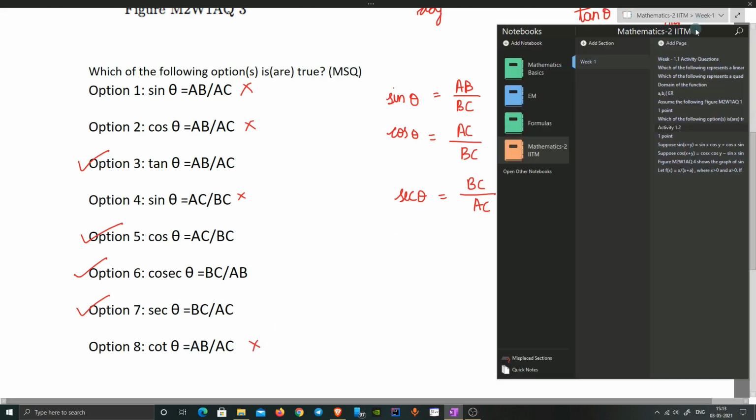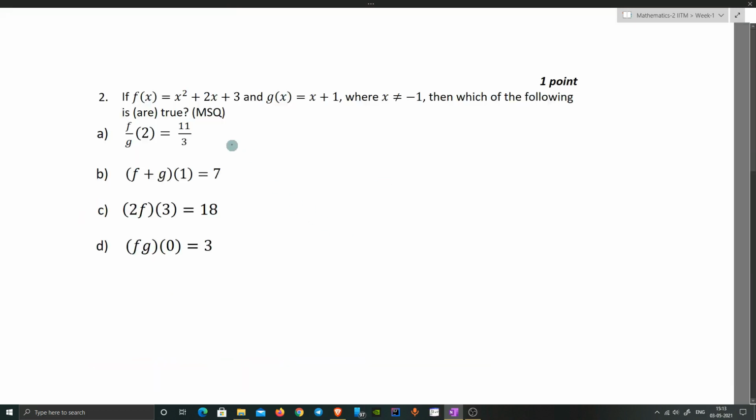Okay, next one. f of x is equal to x square plus 2x plus 3, and g of x is given by x plus 1, where x is not equal to minus 1. Then which of the following is or are true?